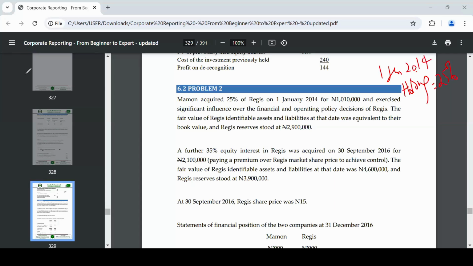Okay. How much did we pay? The cost was 1,010,000. Okay. What was the reserve of Regis at acquisition date? At acquisition date, reserves was 2.9 million.